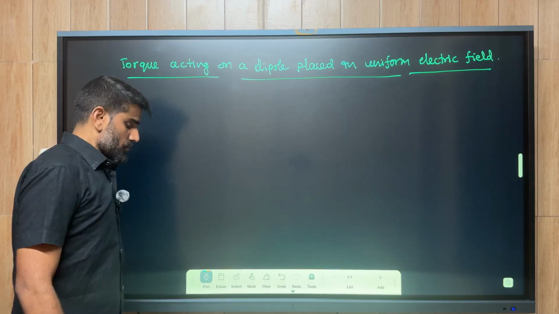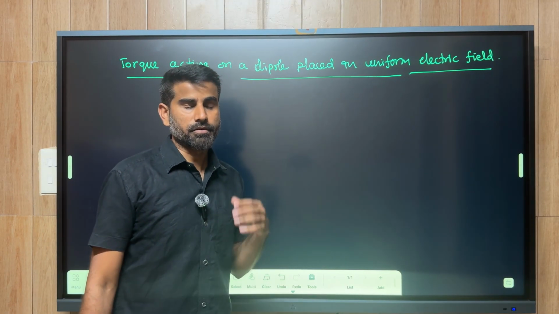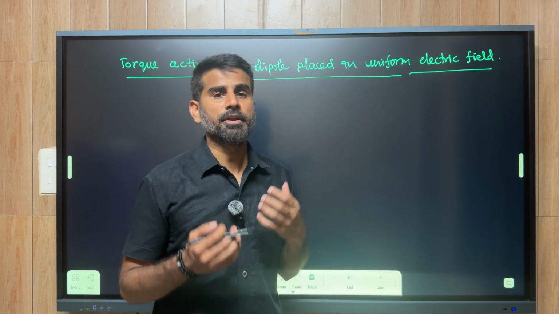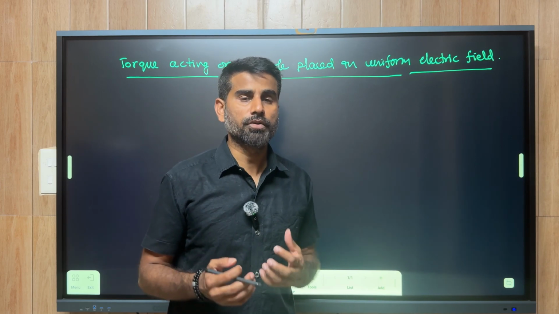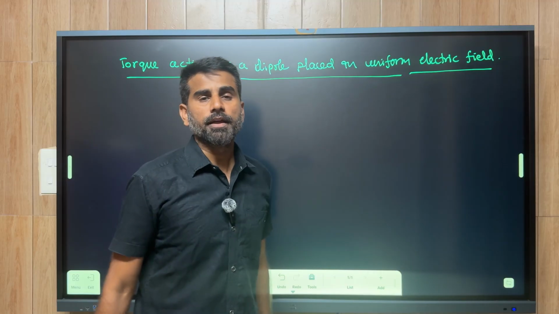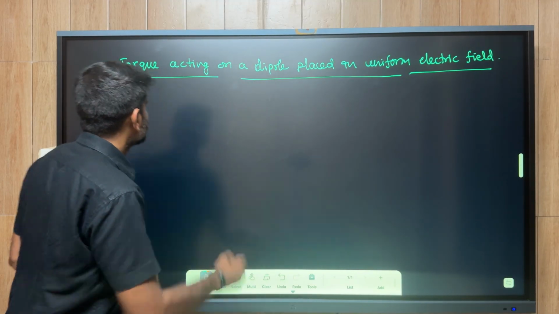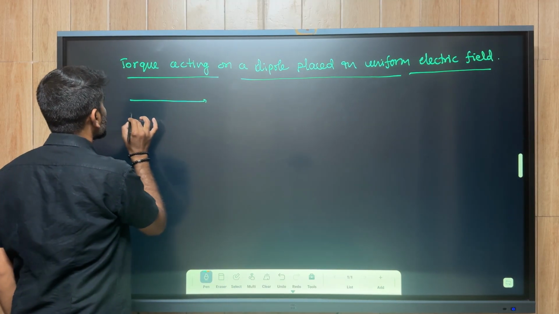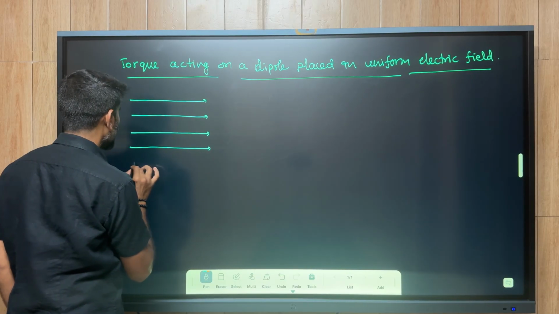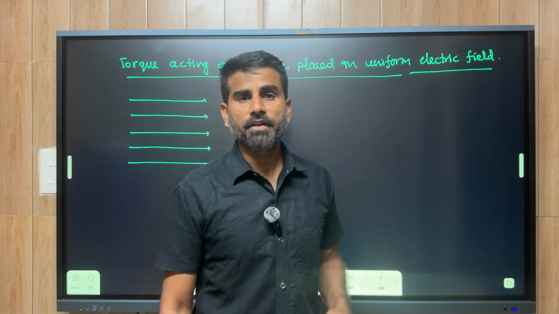Before diving deep into the torque acting on a dipole in a uniform electric field, we have to recollect what we have learned so far about torque, about dipole moment, about uniform electric field. How does this uniform electric field look? It is always represented as arrows with equal spacing. So this is the uniform electric field that we have considered.